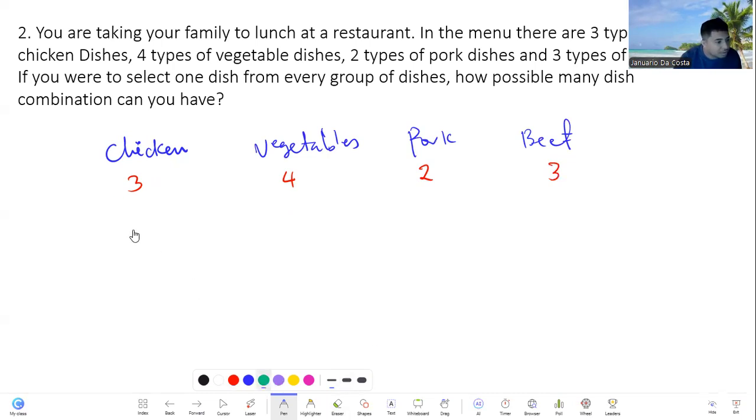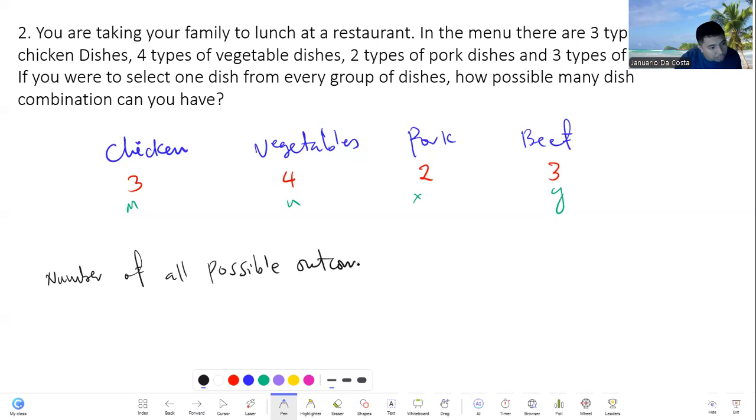So let's call this an M, let's call this an N, this is an X, and this is the Y. Whatever you call it doesn't matter. So if you want to calculate how many possible combinations, the total number of all possible outcomes, is just simply multiplying them together, right?